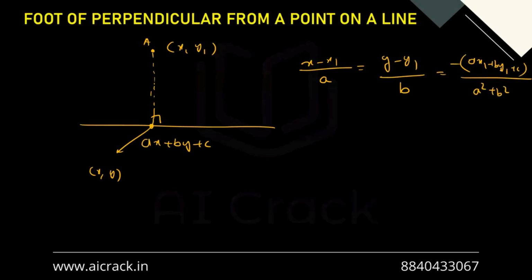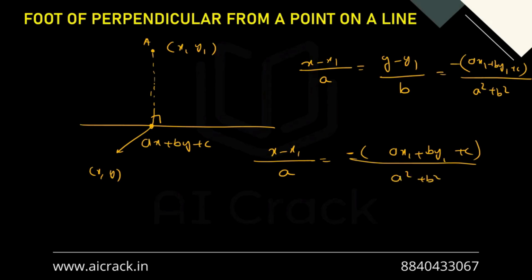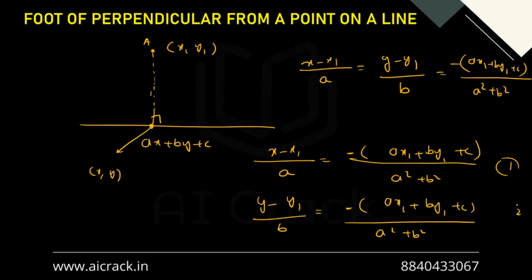Again, you can see the similarity between the formula of distance, perpendicular distance from point A to this line and this particular formula, right? So all of them are derived from the parametric form only. So basically, how do we have to solve this one? We have to write x minus x1 divided by a equals to minus times ax1 plus by1 plus c divided by a square plus b square. We have to solve this equation first, and then we have to solve y minus y1 divided by b equals to minus times ax1 plus by1 plus c divided by a square plus b square. Then we have to solve this one, and this way you'll get the coordinates of x and y, basically coordinates of this particular point.